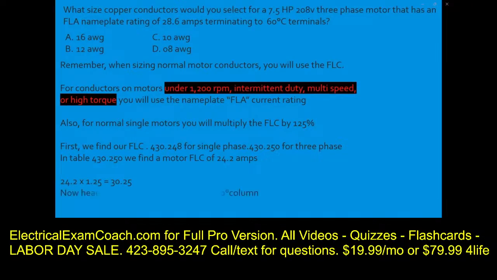Now we head to our primary ampacity table, being very careful to select from the 60 degree C column, because our terminals are rated 60 degrees C. And we're going to select C.